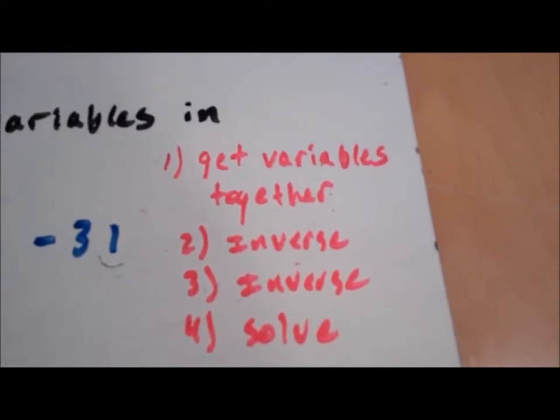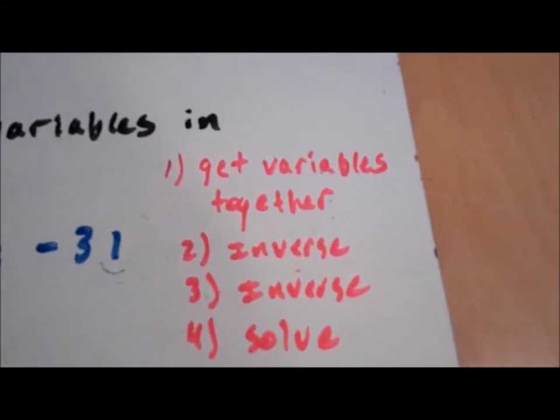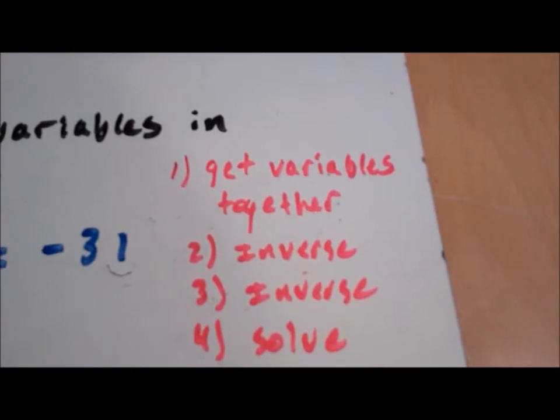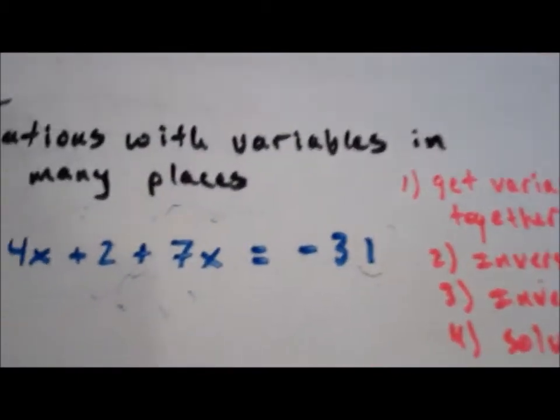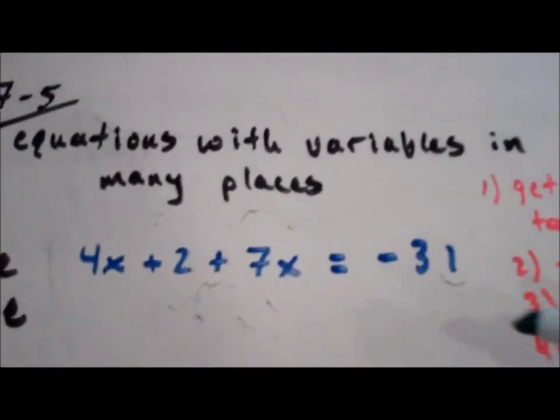Here are the steps that we are doing. We're going to get the variables together. We're going to be doing two inverse operations, and then we are going to solve. So let's look at the example. Two examples I got for you.